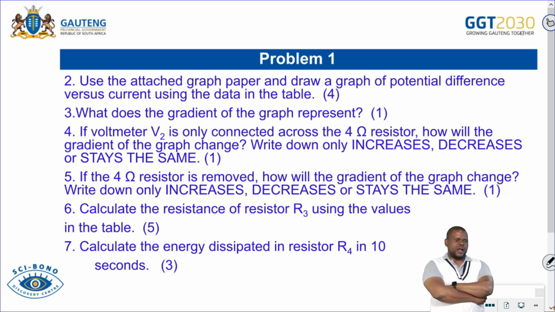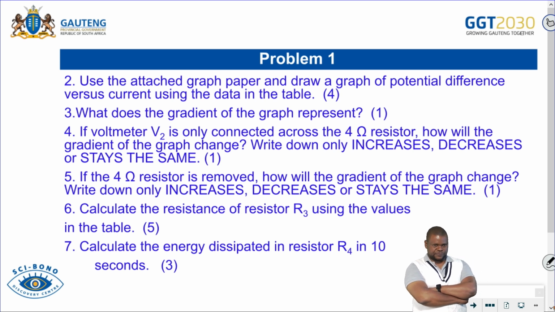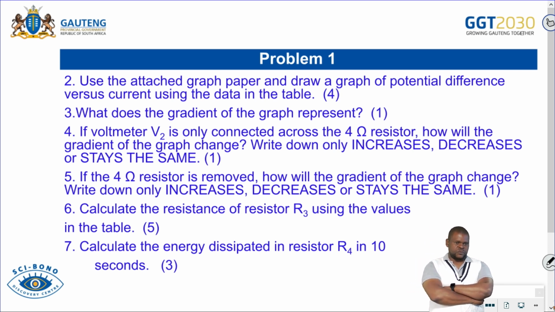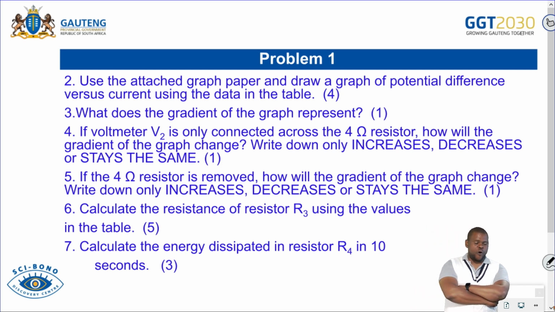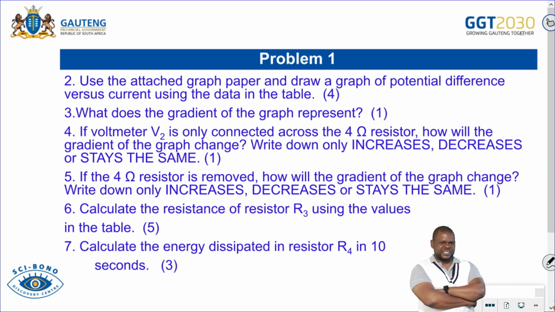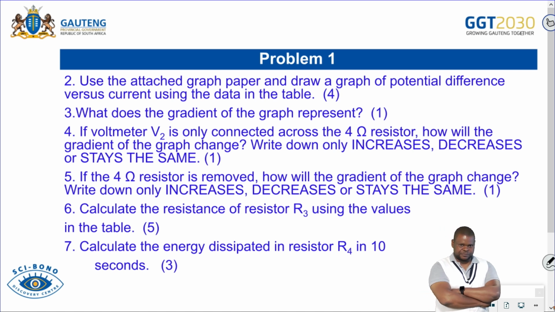Number five: if the 4-ohm resistor is removed, how will the gradient of the graph change? If we remove the 4-ohm resistor, will the gradient of the graph increase, decrease, or stay the same?